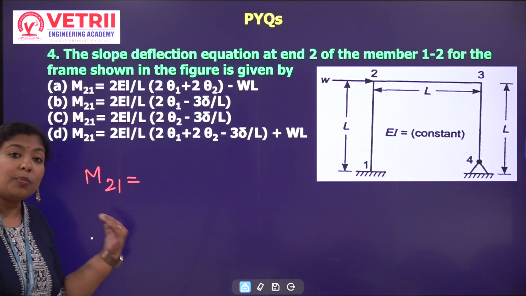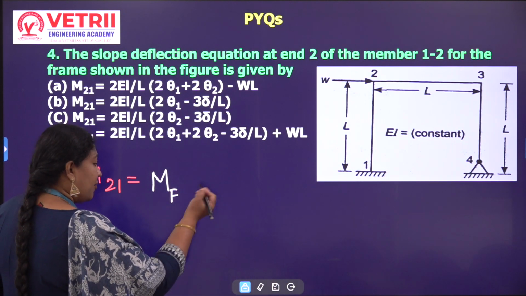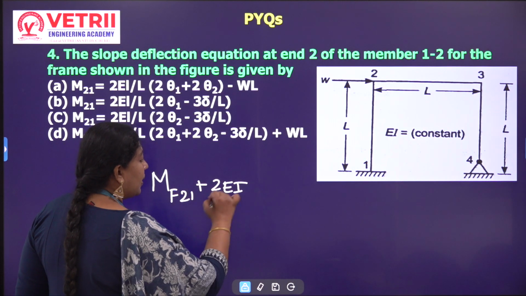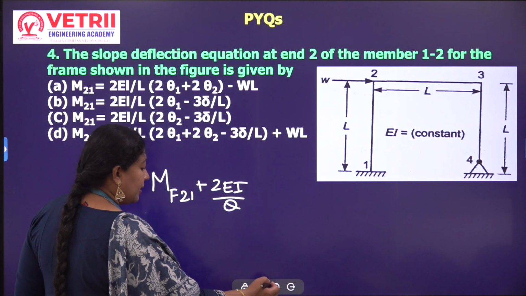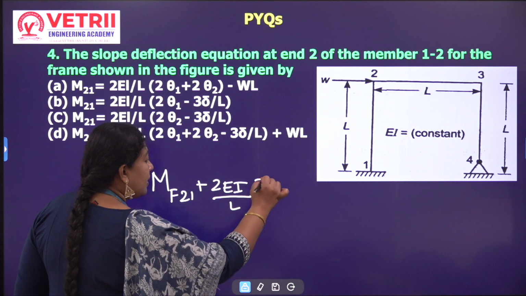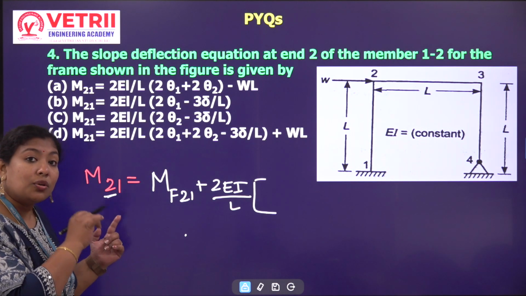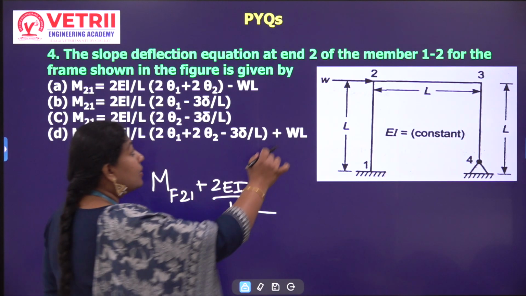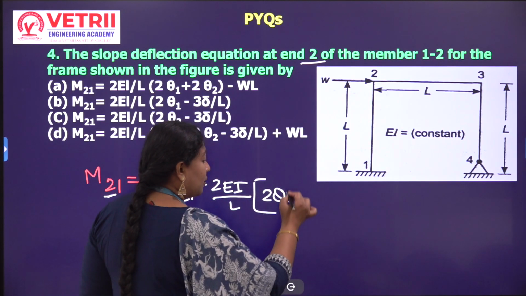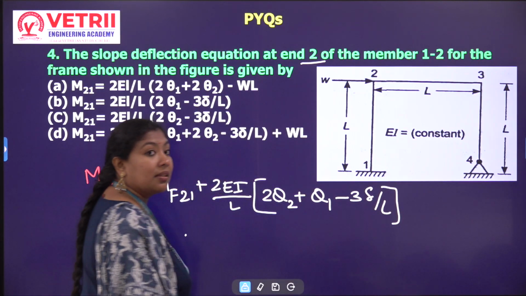Now in the slope deflection equation I can write M, first the fixed end 2 1, or 2EI by L also I can write. You can write it either way. I can write the fixed end moment below or directly first, anywhere. Okay, so 2EI by L into, it is for 2 to 1, because the end 2 is what your question asks. So it is twice of theta 2, because theta for the end 2, plus theta 1, minus 3 delta by L. So this is the slope deflection equation.